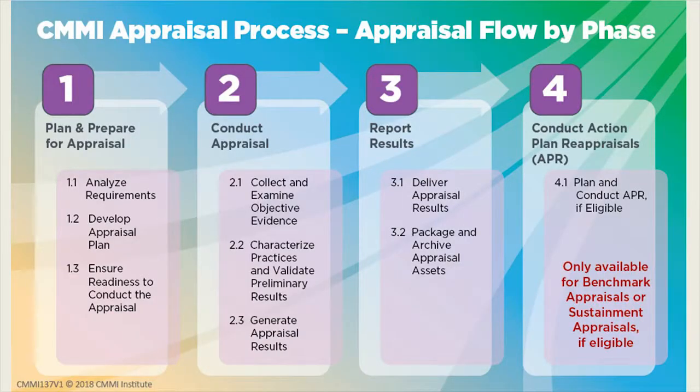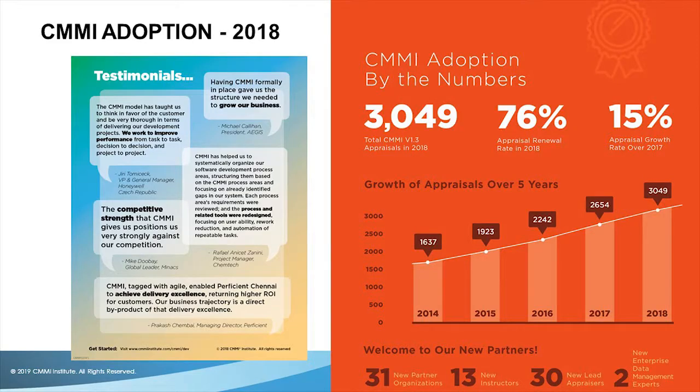This is the appraisal flow by phase. It's typically broken out into planning, conduct, and then reporting the results. And then that action plan reappraisal that I mentioned would be the 4th one. This is the adoption that we're seeing in 2018. We have 3,049 appraisals conducted in 2018. These numbers, while by themselves not necessarily a great adoption, just show that there is an adoption increase.